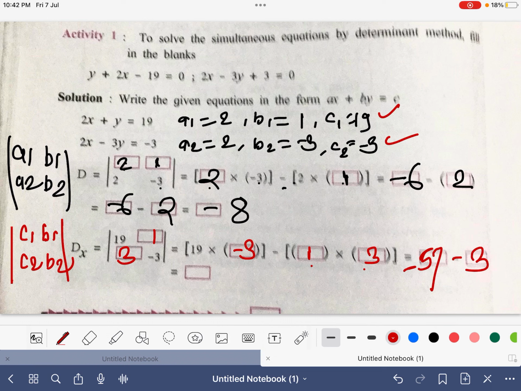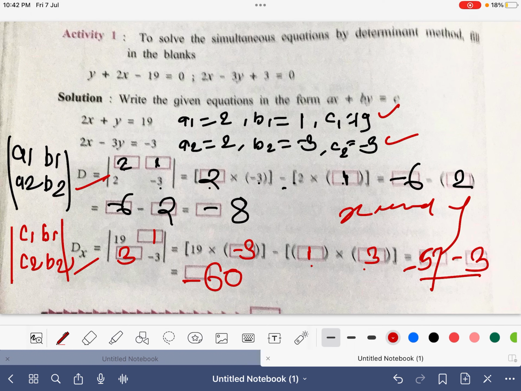Now your answer is 57. So the minus minus is there, so the minus sign is just take common and add these two numbers, so we get minus 60 as the answer. So likewise we have to complete this activity, to find the value of dx and similarly dy, and afterwards we have to calculate the value of x and y.